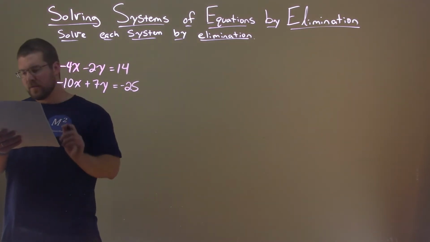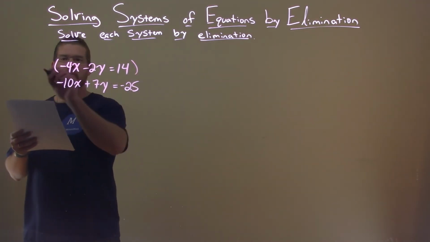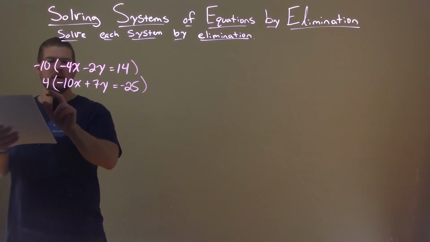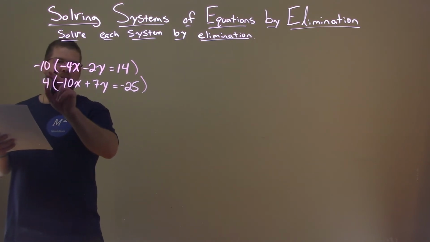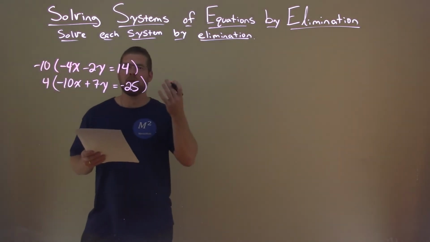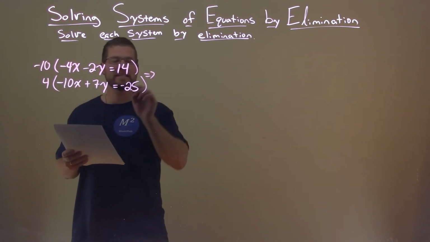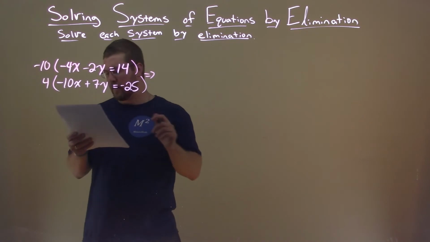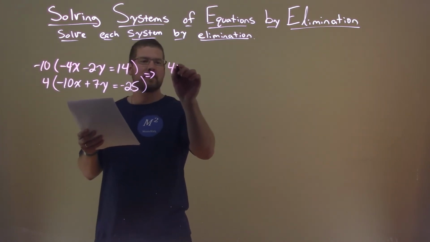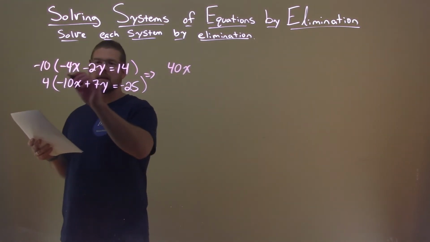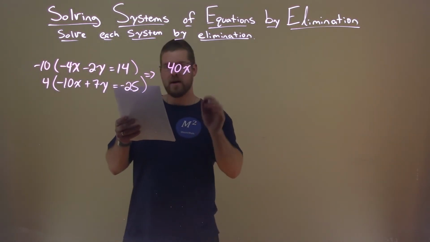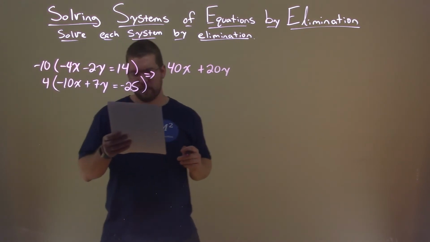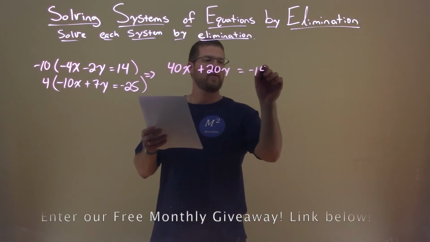Let's go with the x's here. If I take the top equation and multiply it by a negative 10, and the bottom equation by a positive 4, the bottom becomes a negative 40x, the top becomes a positive 40x, and we will eliminate those x's. So let's do that. Top equation by negative 10. Negative 10 times negative 4x is a positive 40x. Negative 10 times a negative 2y is a positive 20y. Negative 10 times 14 is a negative 140.